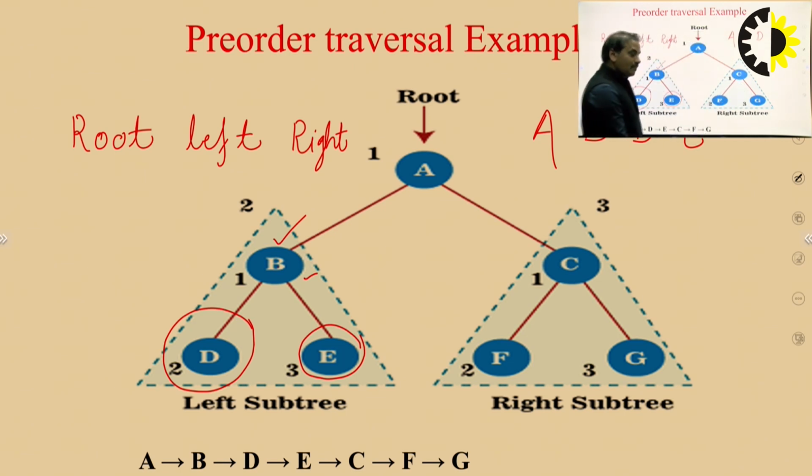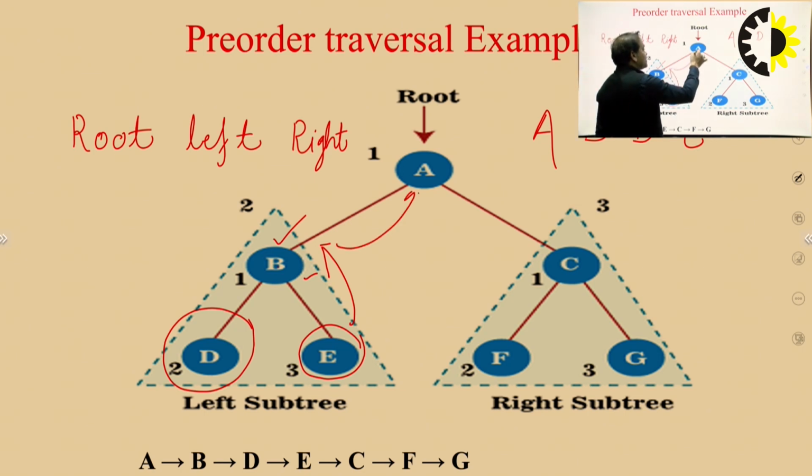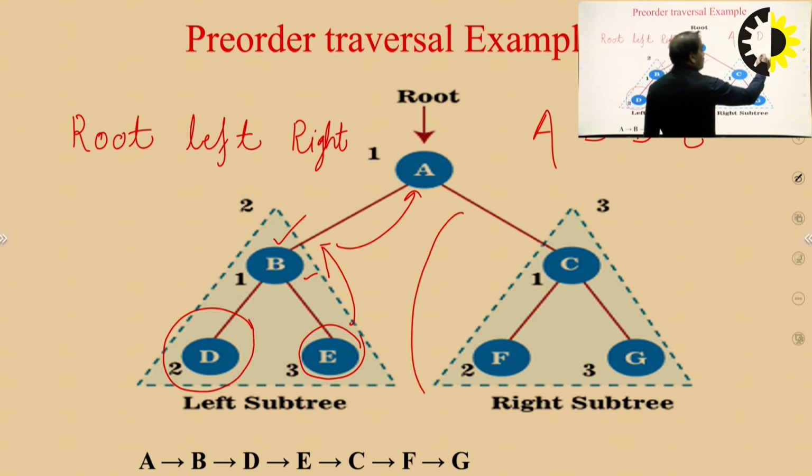Now move on to the parent of E. E's parent is B, and B is already processed. Move on to the parent of B, that is A. A is the root of the given tree, and A is already processed. Now move on to the right subtree of A.